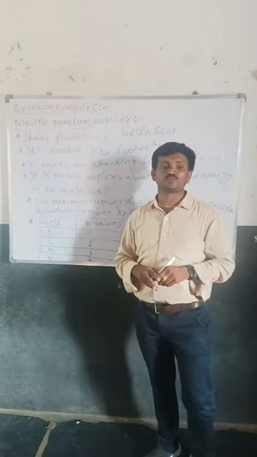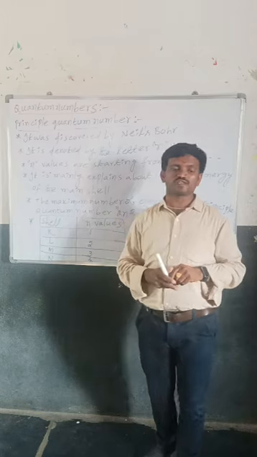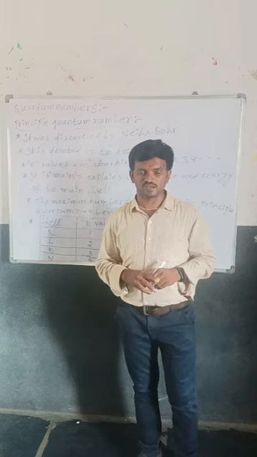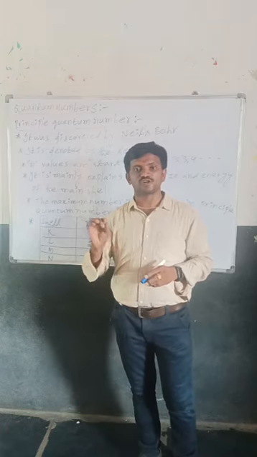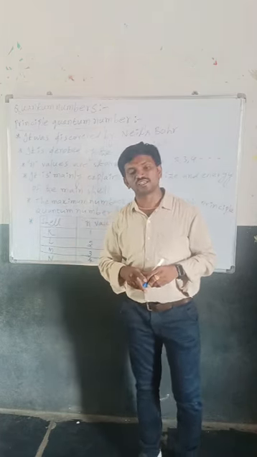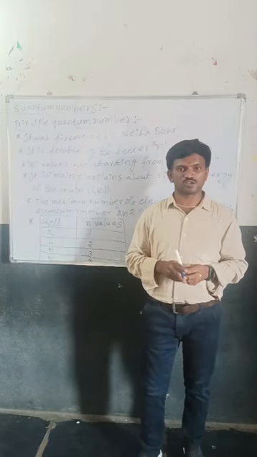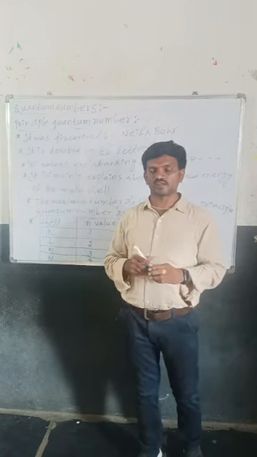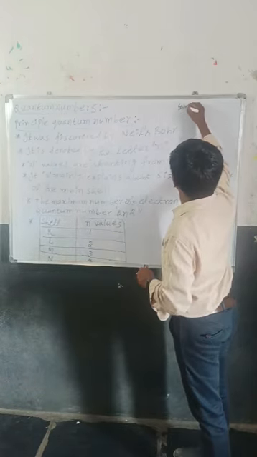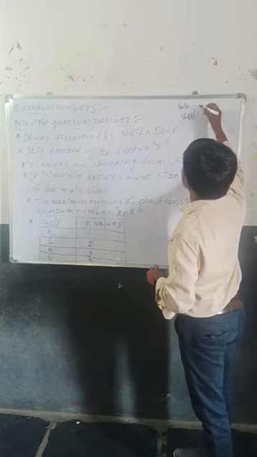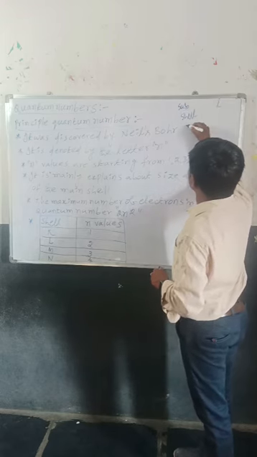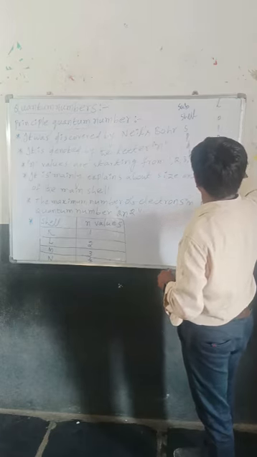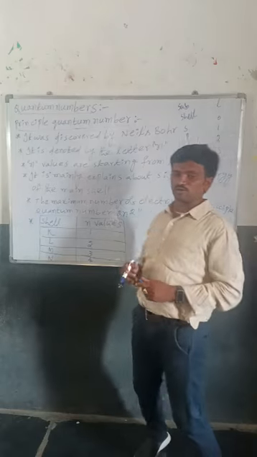Next one is azimuthal quantum number. It was discovered by Sommerfeld. It is denoted by the letter small l. l values start from 0, 1, 2, 3, 4 and so on. It mainly explains about the shape of the orbital. Azimuthal quantum number l is equal to n minus 1. Subshell l values: subshells s, p, d, f correspond to 0, 1, 2, 3.